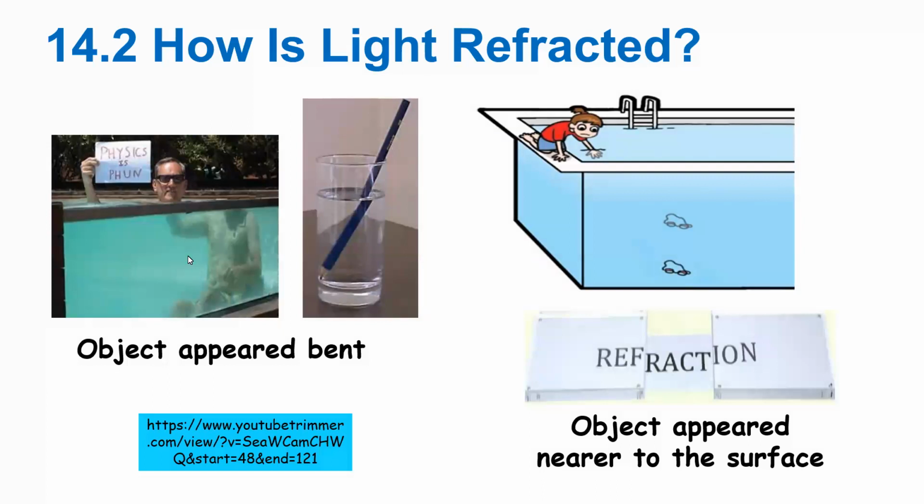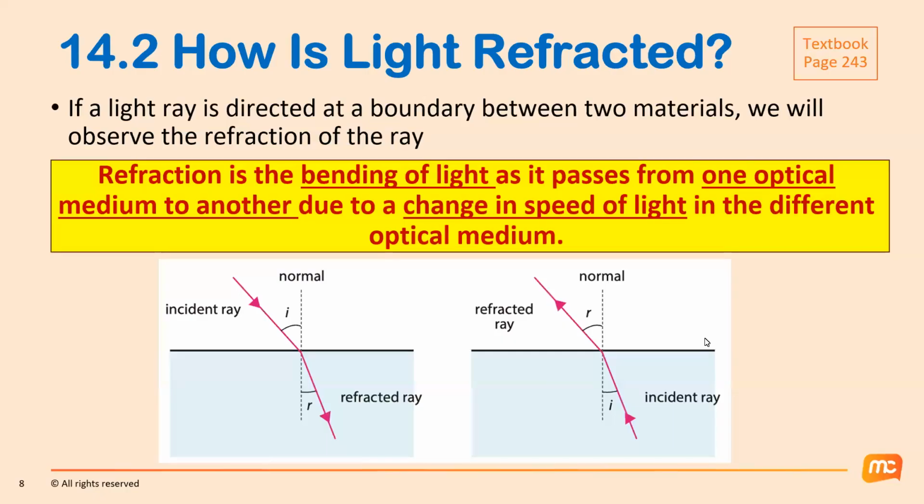You can see that for half submerged objects like the pencil and the man, they appear to be distorted. They appear to be bent, like not connected to each other. But this is actually because of refraction. Refraction also causes objects to appear nearer to the surface than they really are. Look at the swimming pool: it looks very shallow, but in actual fact it is deeper than it looks. So the object appears nearer to the surface because of refraction.